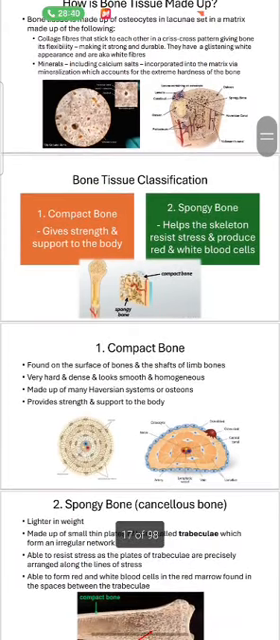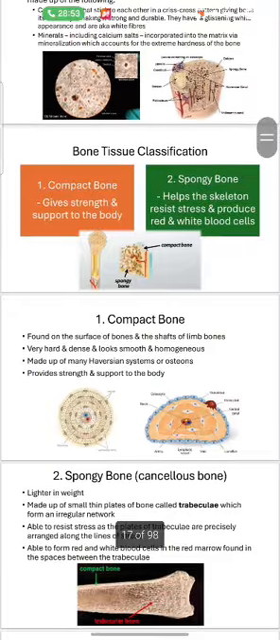Then bone tissue classification. So there's compact bone and spongy bone. Compact bone gives strength and support to the body, while spongy bone helps the skeleton resist stress and produce red and white blood cells.